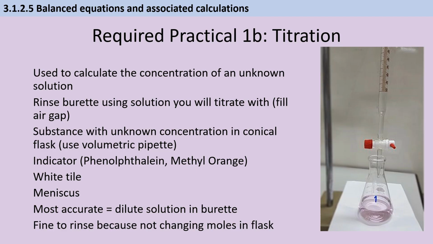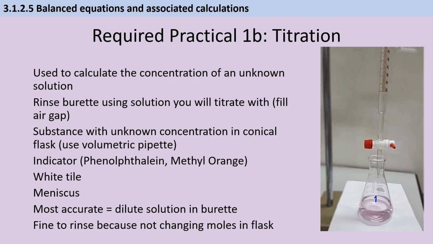The substance that you don't know the concentration of goes in the conical flask to allow you to swirl it without it splashing out, and you measure that using a volumetric pipette. That's to make your volume very precise and also to reduce uncertainty. If it's an acid-base titration, you include an indicator like phenolphthalein or methyl orange, and these are good indicators because they have a very clear, distinct colour change. You titrate until you see the first permanent colour change, repeating that process until you get concordant data, which are titres that are within 0.1 cm³ of each other.